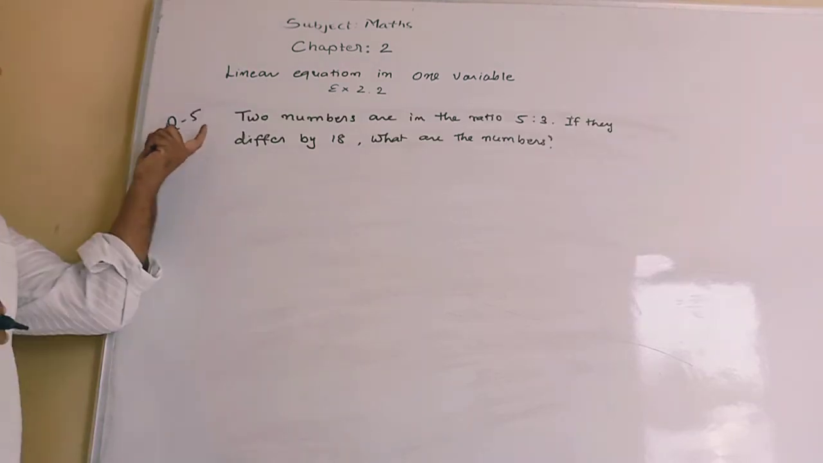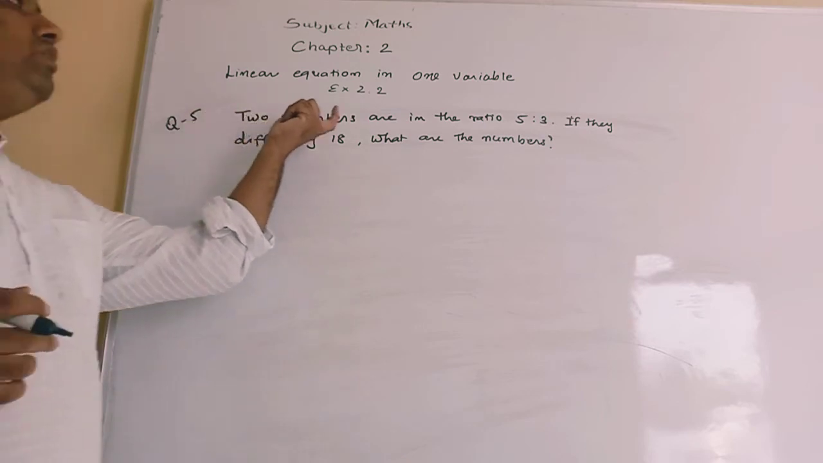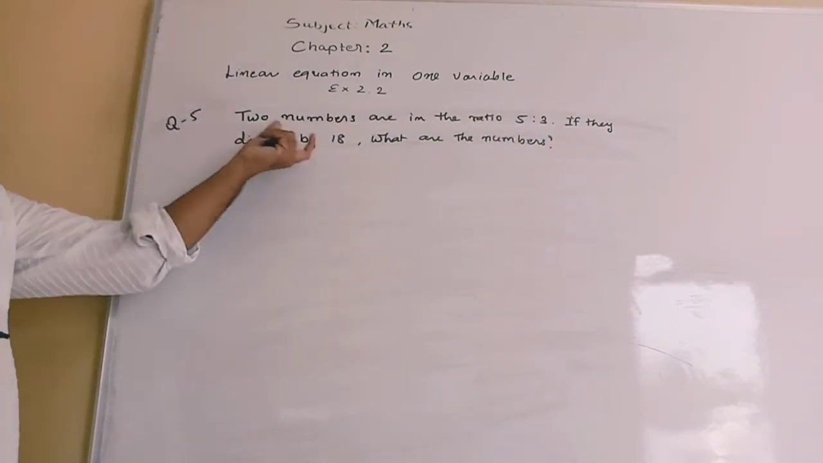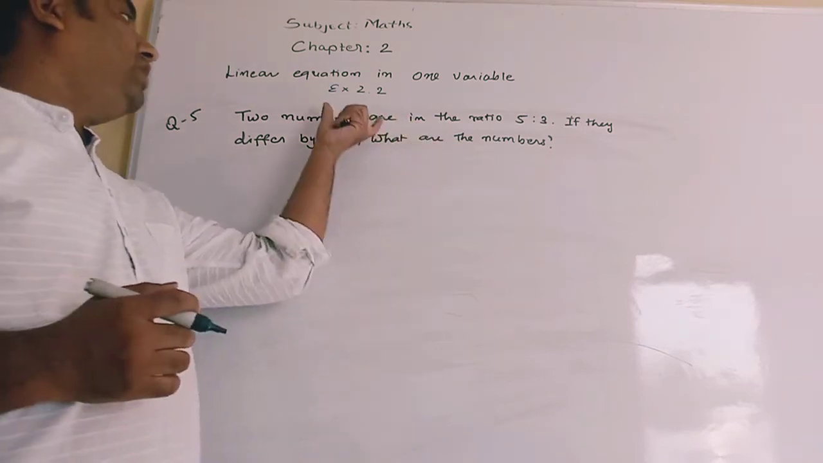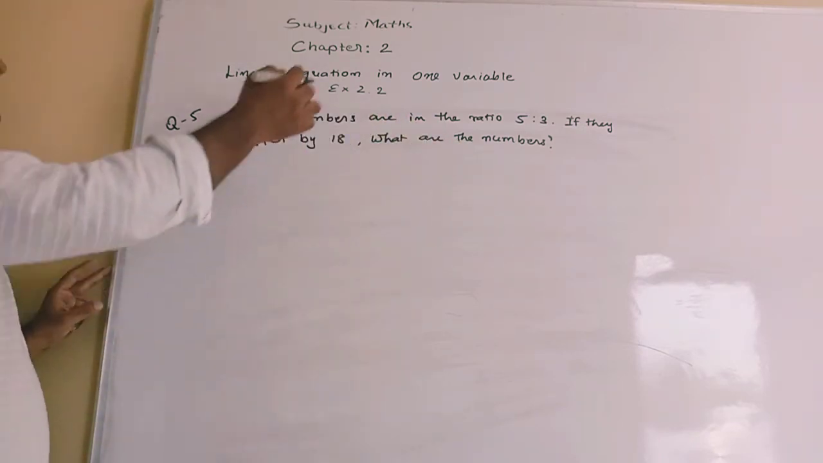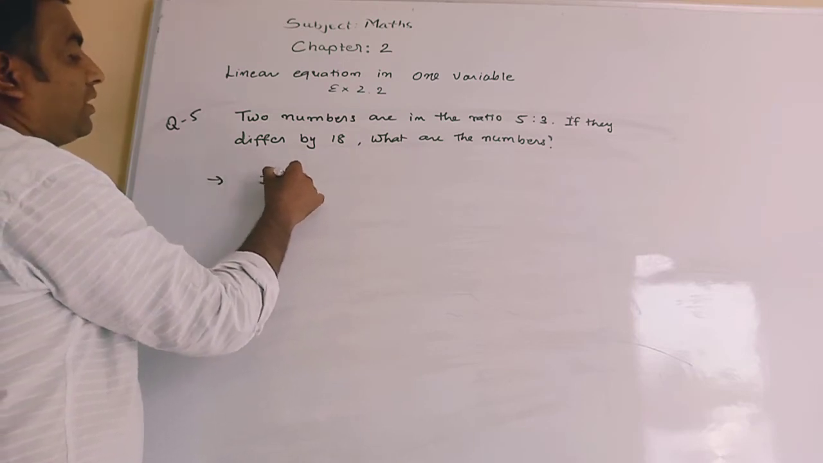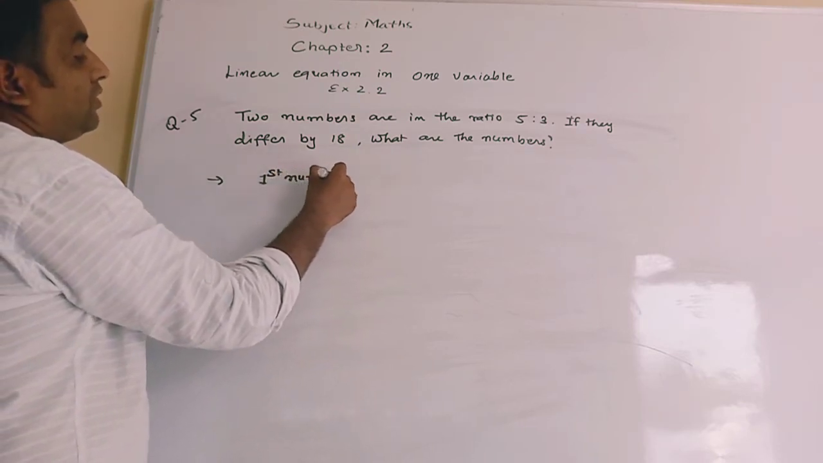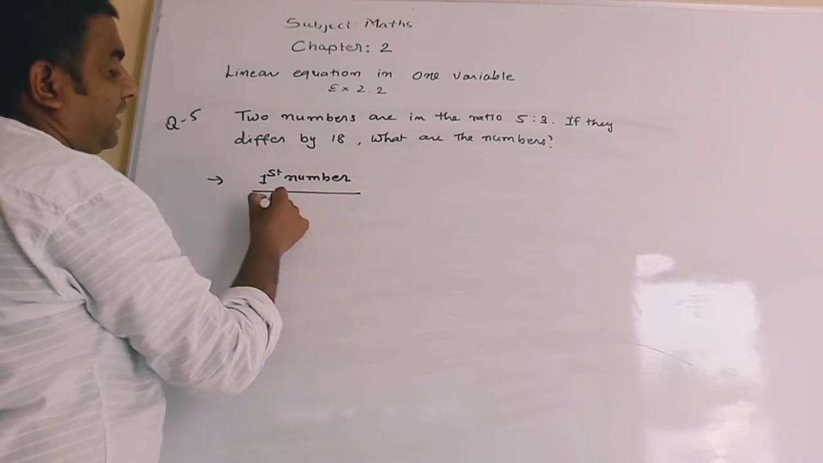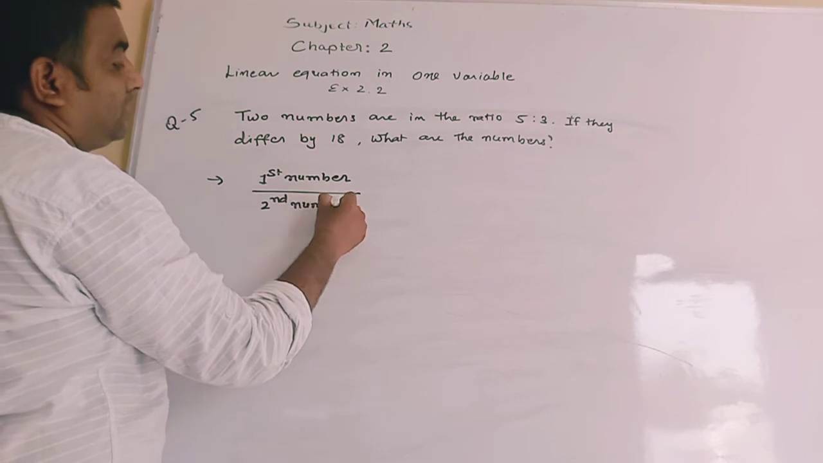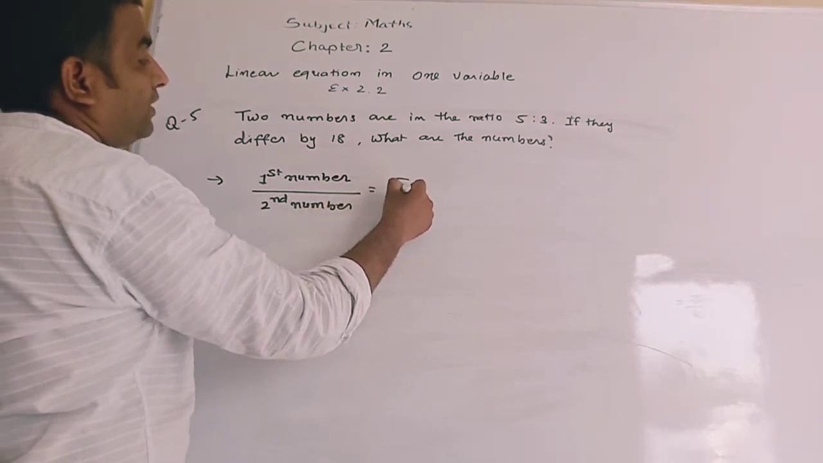Now we are given question number 5. Two numbers are in the ratio 5:3. If they differ by 18, what are the numbers? So here the two numbers' relation is given in ratio form. So we can write first number divided by second number is equal to the given 5/3.